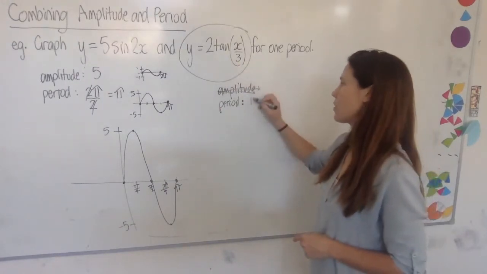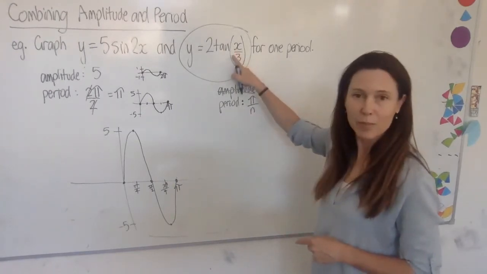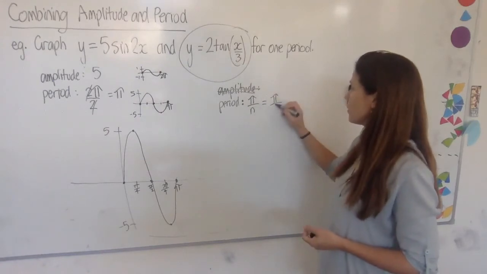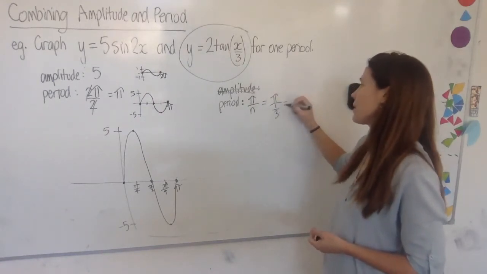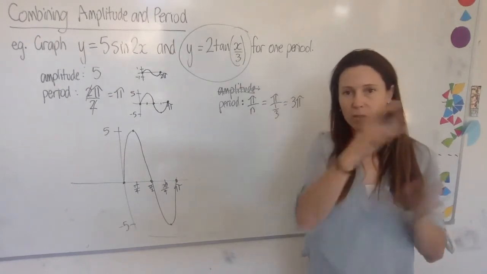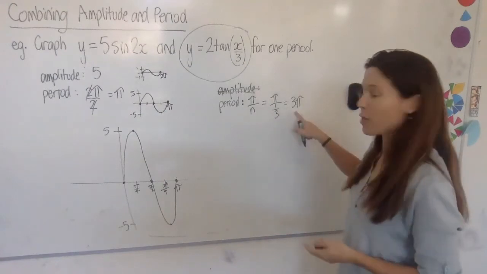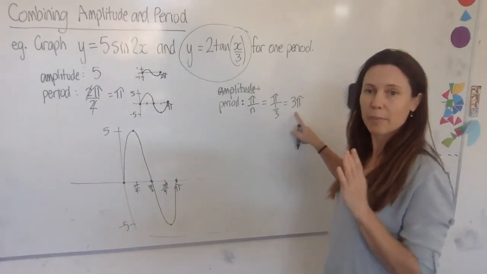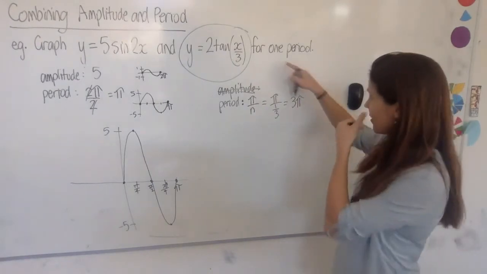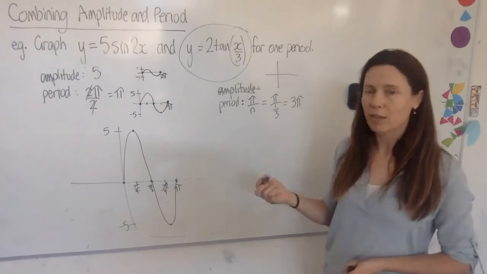Tan normally has a period of pi over n, n being however many x's I've got. So what I've actually got here is pi over a third, and that's the same as 3 pi. So that means to get one cycle done and repeat upon itself again, it'll do that every 3 pi rather than every pi. So again, a little rough sketch helps me here. We need to just sketch it for one period.